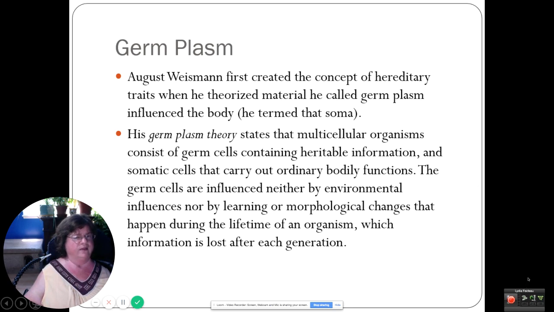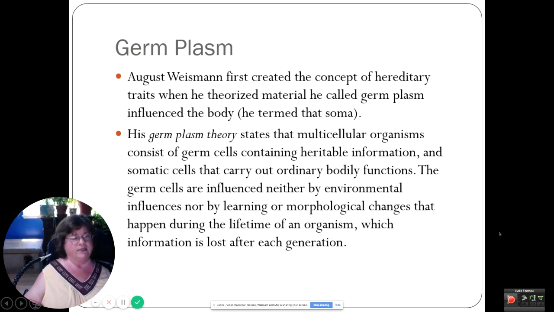And his germplasm theory states that multicellular organisms, that's us, consist of germ cells containing heritable information and the somatic cells that carry out the ordinary body functions. The germ cells are influenced neither by environmental influences nor by learning or morphological changes that happen during the lifetime of an organism, which information is lost after each generation.